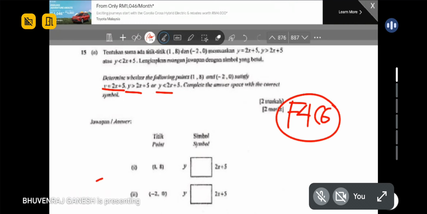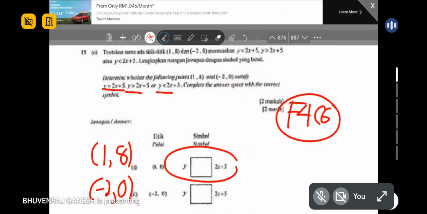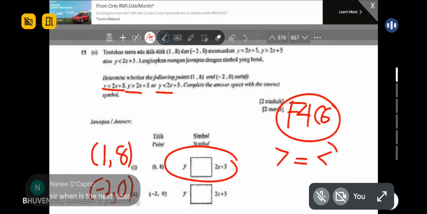The question is not so clear. Okay, this one is negative 2, 0. This one is 1, 8, if not mistaken. Let me see. Yeah, correct. Okay, so guys, what is the symbol I must put over here? Greater than, equal, or less than?